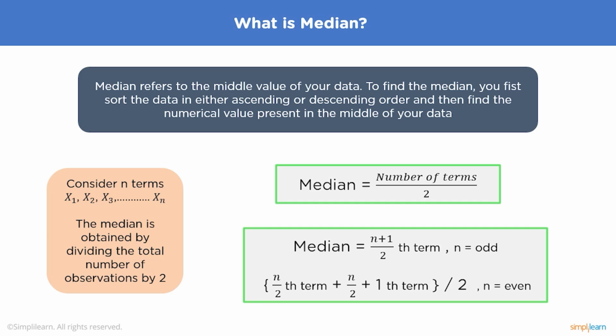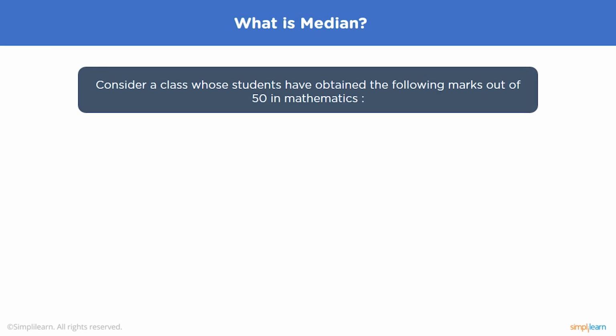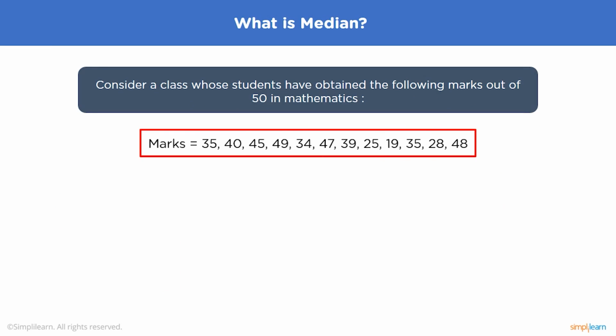However, when you have an even number of terms, there is no actual middle term. To find the median of a series which has an even number of terms, you take the middle term, which is the n/2 term, and the term after that, which is the (n/2 + 1)th term, add both of them up and divide by 2 to get your median. Let's try to understand median with the help of an example.